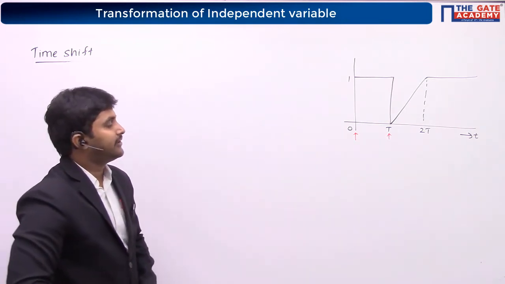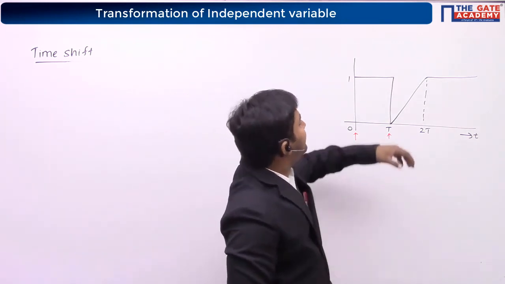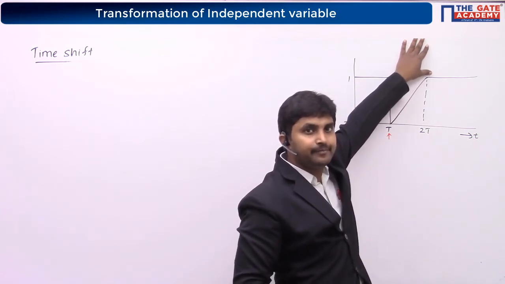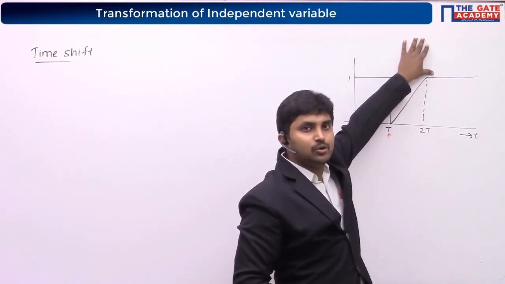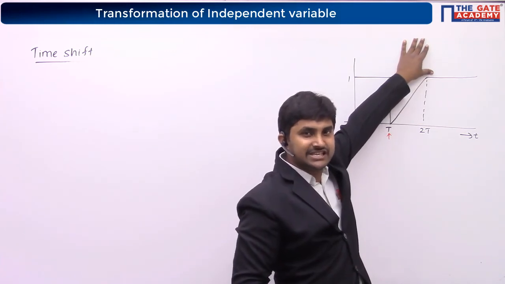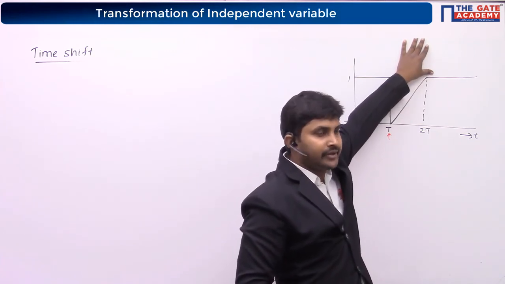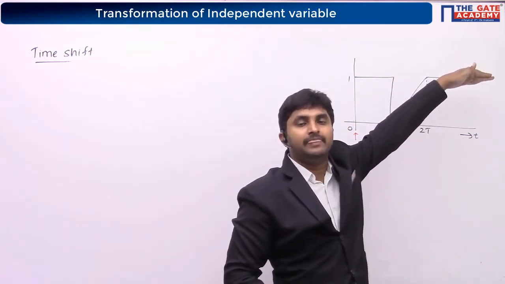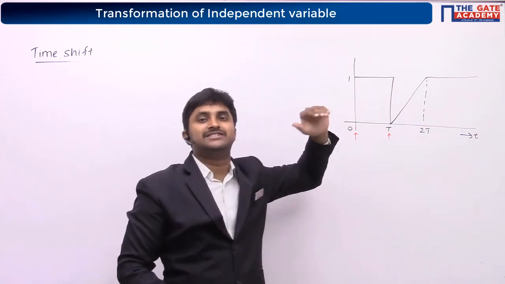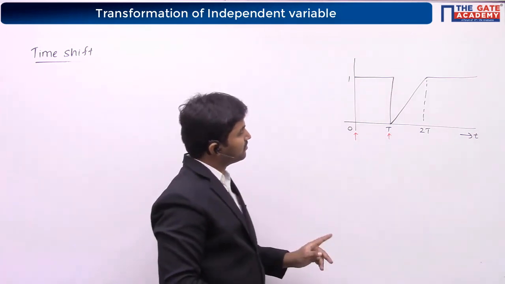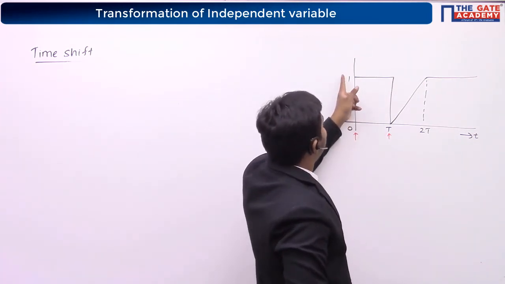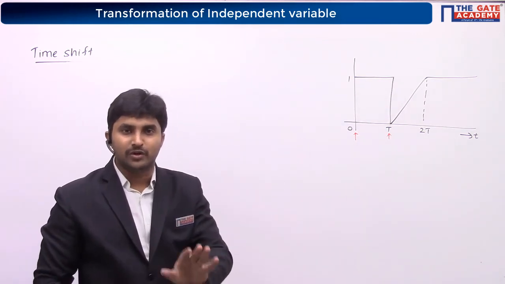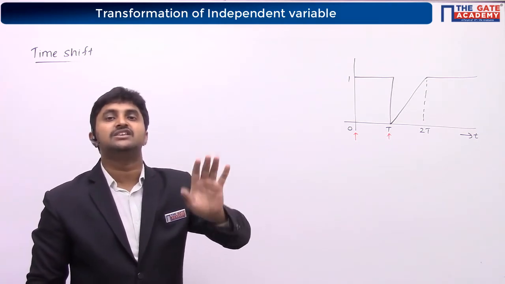Do we have any sudden change in the value of amplitude at t is equal to 0? At t is equal to capital T? At t is equal to 2T, do we have any sudden change in the value of amplitude? See, a constant line doesn't mean that there is a step. That is what I am trying to tell you. If there is a sudden change in the value of amplitude, then only we will have a step. So now we have understood the points where we are having a sudden change in the value of amplitude.